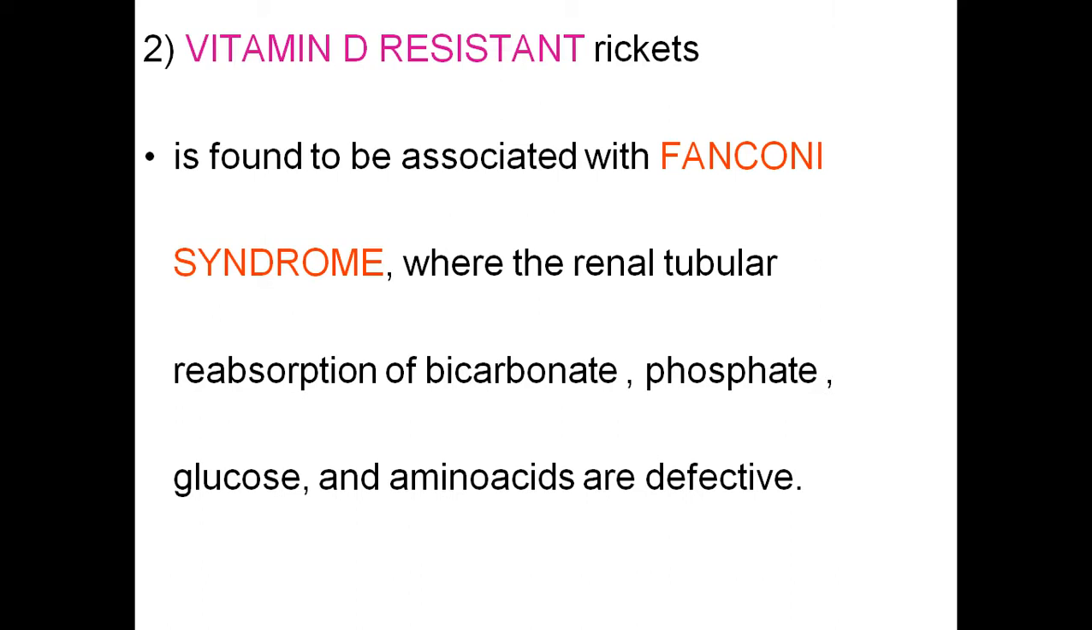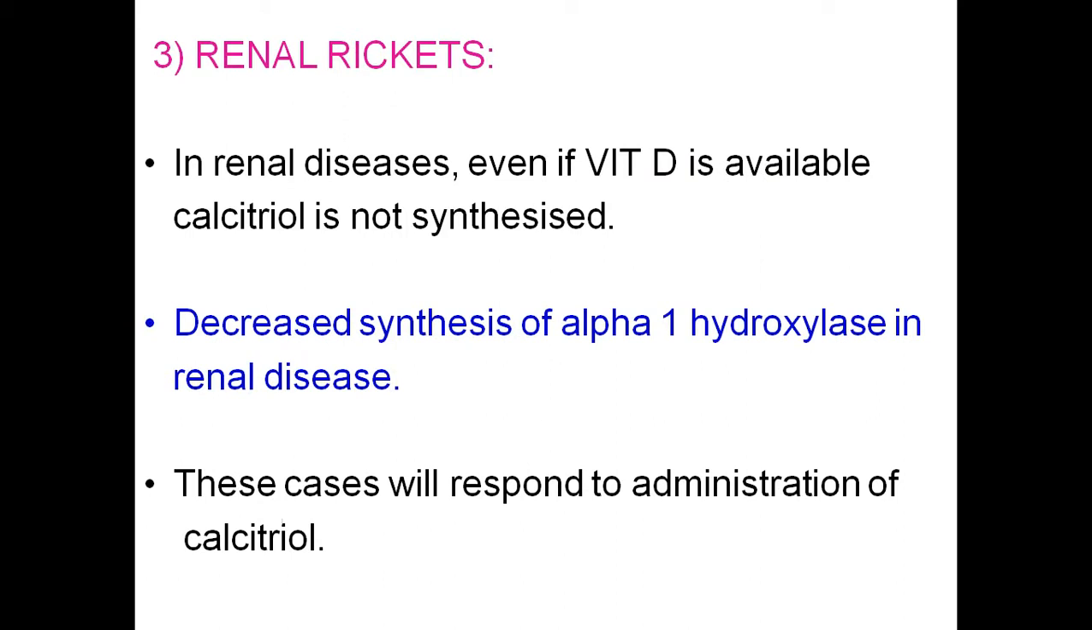So this is vitamin D resistant because the phosphate is not absorbed, some amino acids are also not absorbed in the renal tubules, glucose is also not reabsorbed properly, bicarbonate, essential things for the body are not reabsorbed, resulting in a condition called Fanconi syndrome. So this is resulting in another kind of rickets which is vitamin D resistant. Even if you supply vitamin D, there won't be any improvement in the rickets. This is called vitamin D dependent rickets.